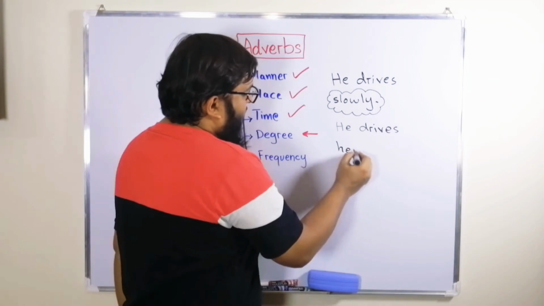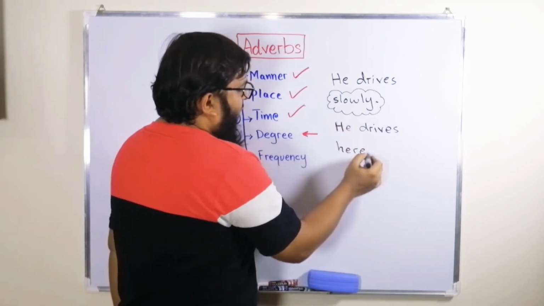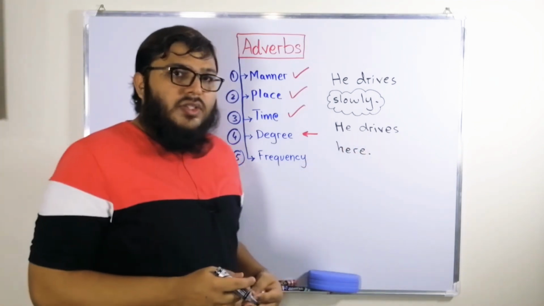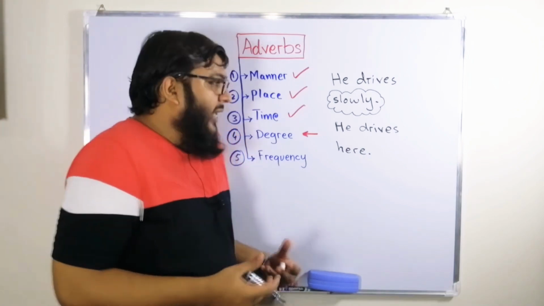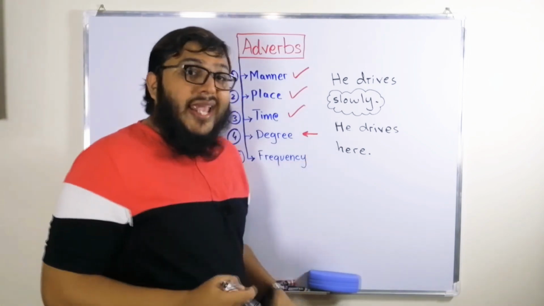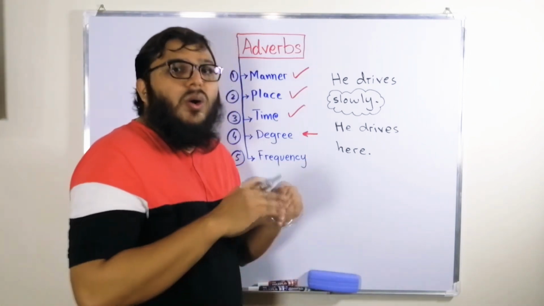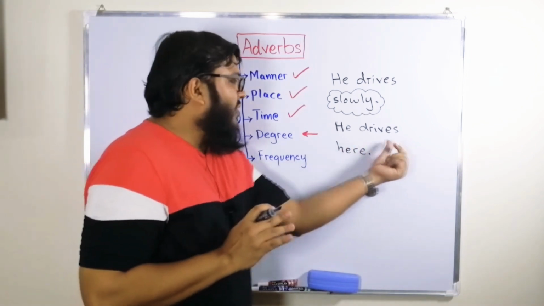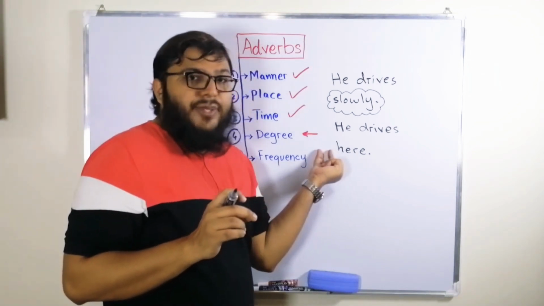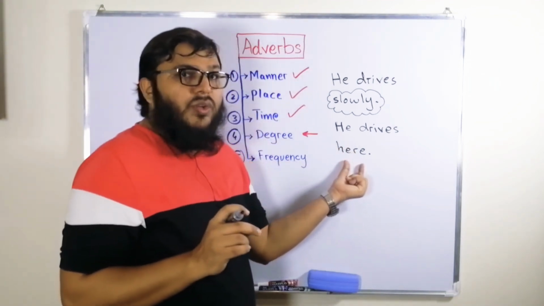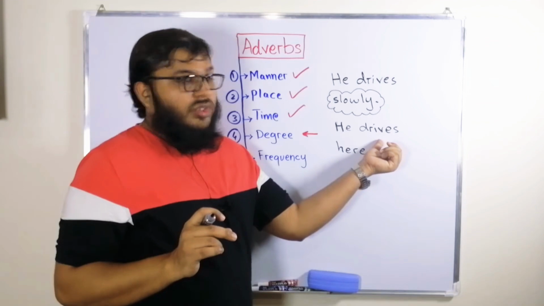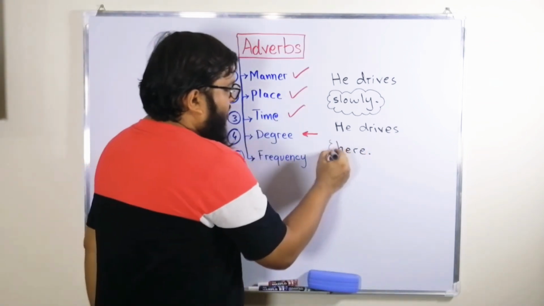He drives here. So when you say he drives here, if you talk about the place of any action without a preposition, there is no preposition here like in, on, at, or any other prepositions. But if you see something that talks about place without any preposition, that word is also called an adverb because it talks about the place of an action without a preposition. So we call them adverb of place. This is called adverb of place.